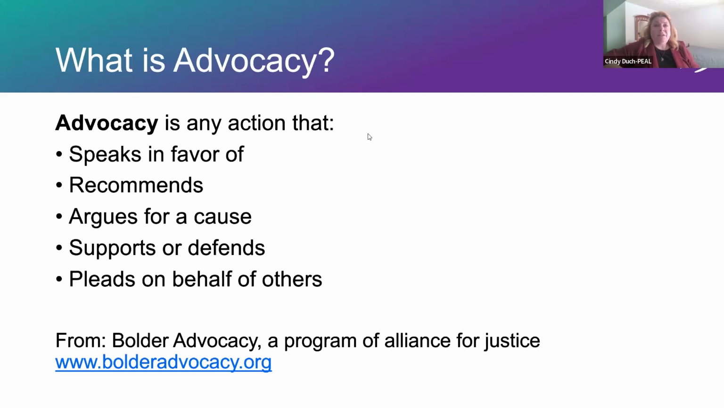Now, the Peal Center is a parent training and information center, and per our grant, the PTIs are in place to empower families to be their child's best advocate. It's not necessarily that we, the staff at Peal, are going to advocate on behalf of someone, but that we empower the families by giving them information and resources so that they can become their child's best advocate.